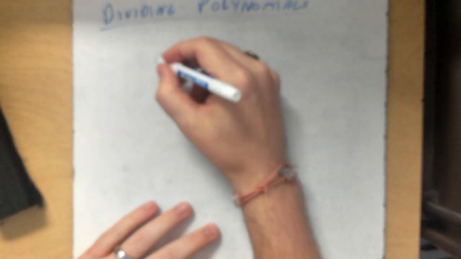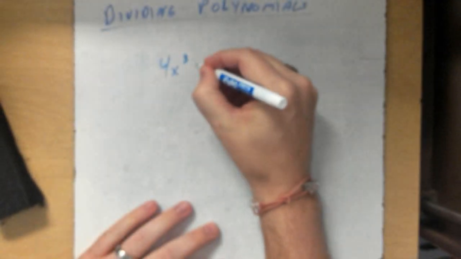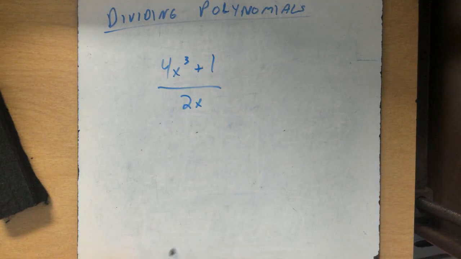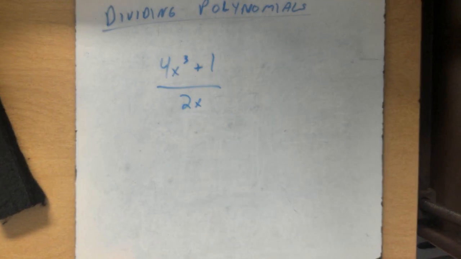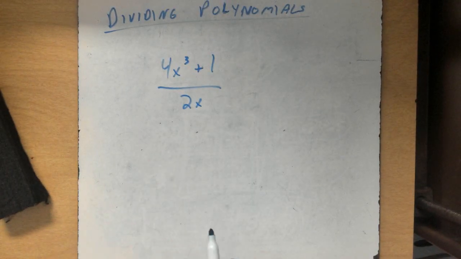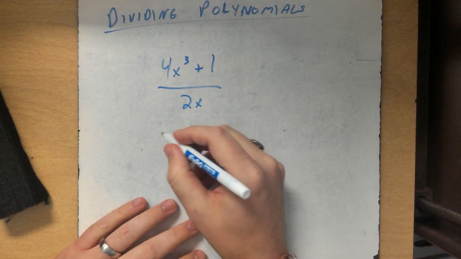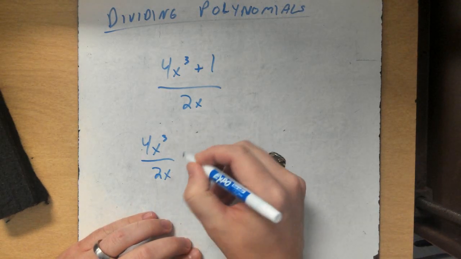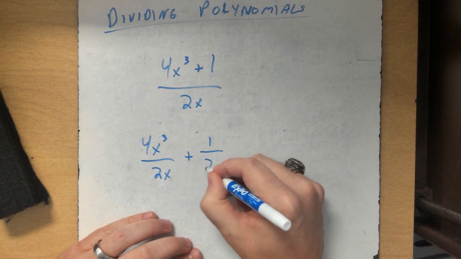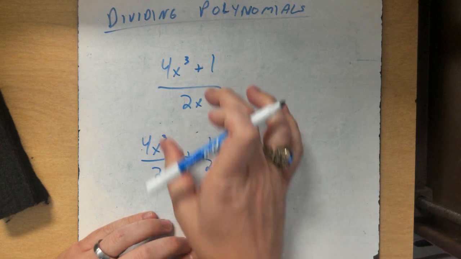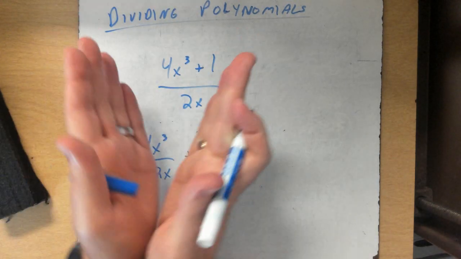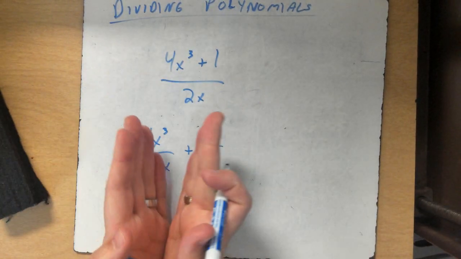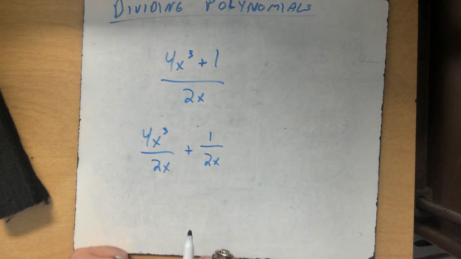Alright, so to do another example, let's do 4x to the third plus 1 over 2x. I'm going to go ahead and split this up as it is, and we're going to go 4x to the third over 2x, and then plus 1 over 2x. Once again, I just split the top part and the bottom part up into two things. This is the same problem as this. I just gave each of these their own thing.